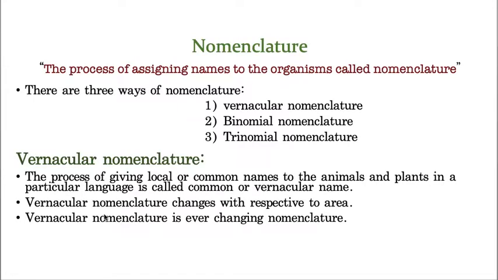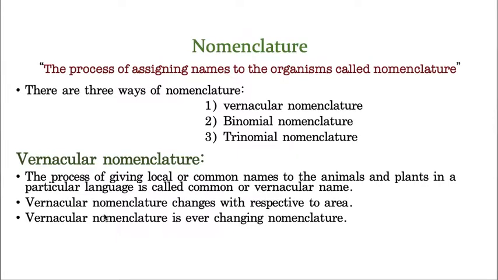Very simple. It is just giving local, common names according to the place where they are living. If you are living in Pune, Karnataka, or Tamil Nadu, whatever the region where you are living, in that particular regional language you call that particular organism. That is called vernacular nomenclature. As it changes from one area to another area, it is not a fixed nomenclature. Hope you understand.